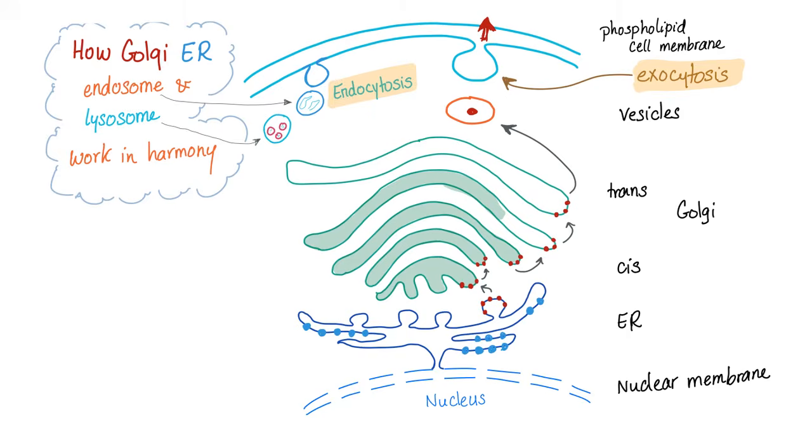Golgi apparatus, endoplasmic reticulum, endosomes and lysosomes work together in harmony. So this is called endocytosis. Getting stuff into the cell is called endocytosis. If it's harmful stuff, it gets destroyed by the lysosome because it has hydrolytic enzymes, as we have discussed in a previous video. So exocytosis going out, endocytosis going in.